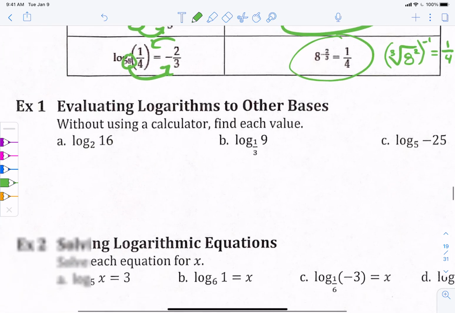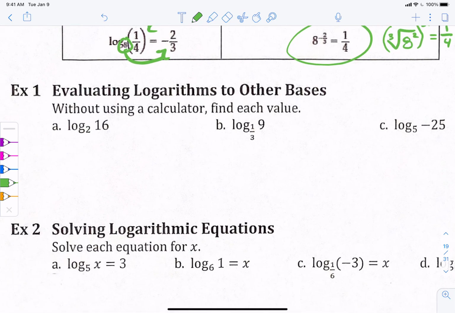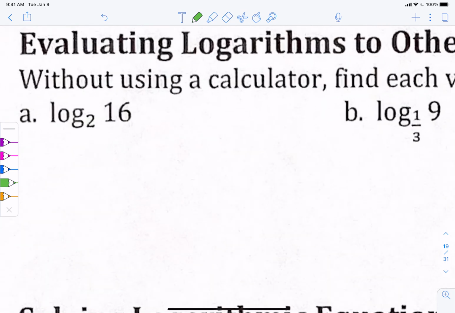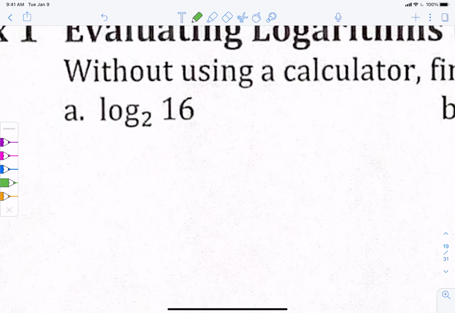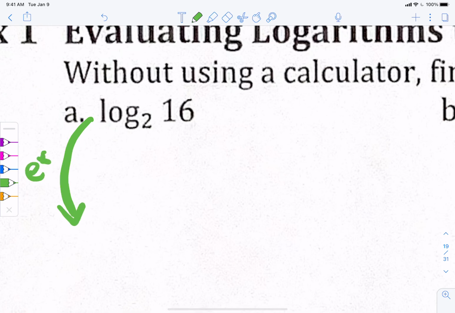ABC, these first couple, without using a calculator, find each value. They want to know what log base 2 of 16 is. And in order to switch it to an exponential function, which is what we're going to do first, we have to have 3 pieces. Equals x. So let's say equals x.